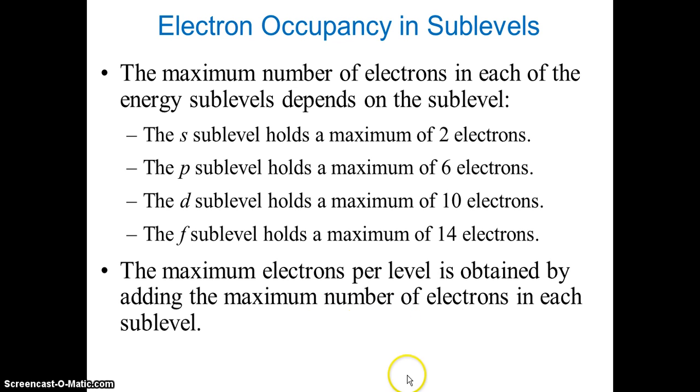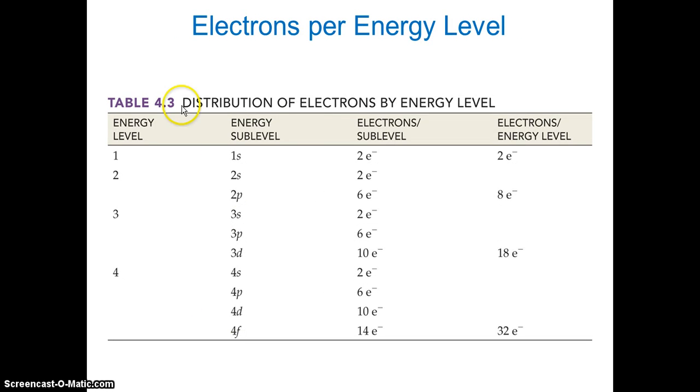For example, level 1 has only one s sublevel, so the maximum is 2 electrons. But level 2 has 2s and 2p sublevels. So 2s contains a maximum of 2 and 2p contains 6, so the total is 8 electrons. That way you can add them and find the maximum number of electrons per level. Here in this table, level 1 contains the 1s sublevel and its maximum capacity is 2 electrons.